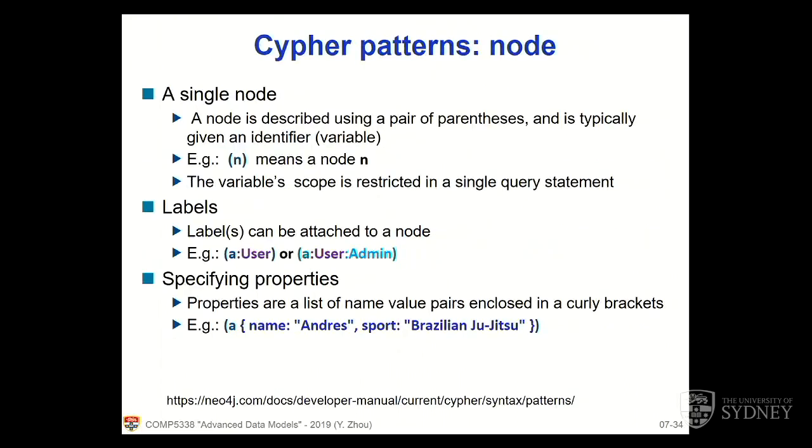Okay, first let's see how we represent a node. The very basic pattern, a single node, is just a pair of parentheses. And usually we give it an identifier or variable. So something like this means a node n. N is a variable you give to it.